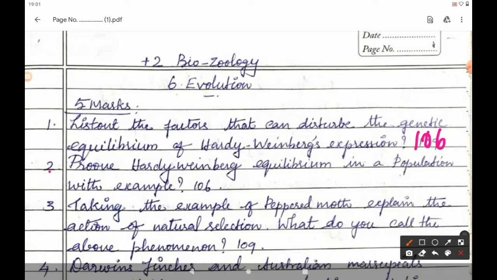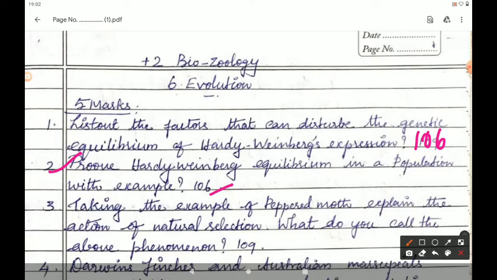Answer is given in page number 106. First you have to write the Hardy-Weinberg law. Hardy-Weinberg law you have already learned in the 2 mark and 3 mark questions. That is under the heading 6.7 Hardy-Weinberg principle, second paragraph, third line. The allele frequencies in a population are stable and constant from generation to generation in the absence of gene flow, genetic drift, mutation, recombination and natural selection. Close the bracket.